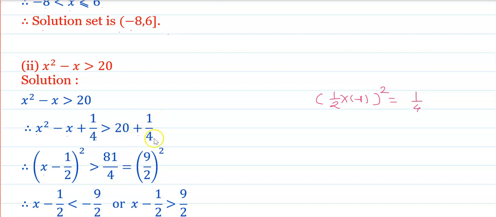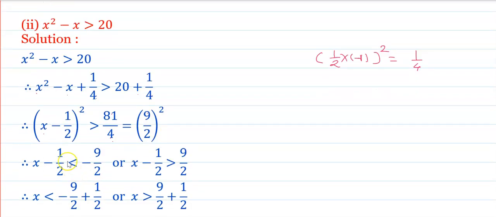20 plus 1 by 4, that is the 4 into 20, then you will get 80. 80 plus 1, 81 by 4. 81 by 4 is a perfect square of 9 by 2. Okay, therefore here you will get x minus 1 upon 2, bracket square, which is greater than 9 upon 2 bracket square.